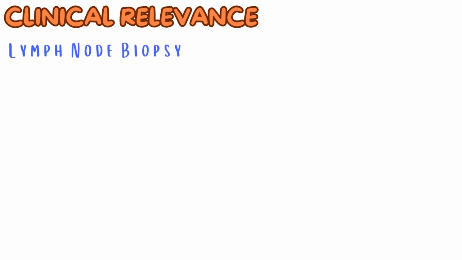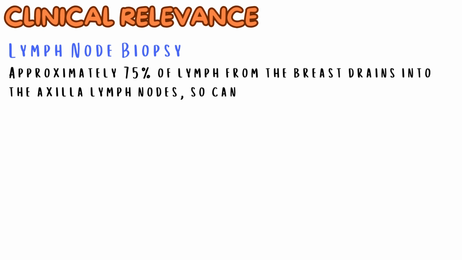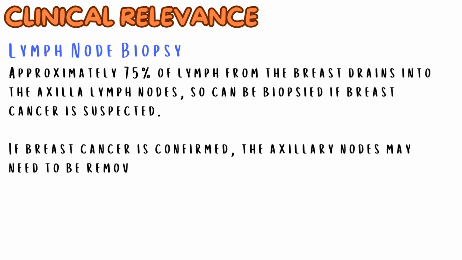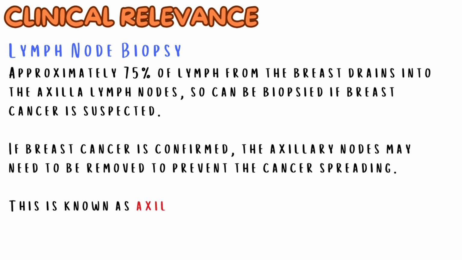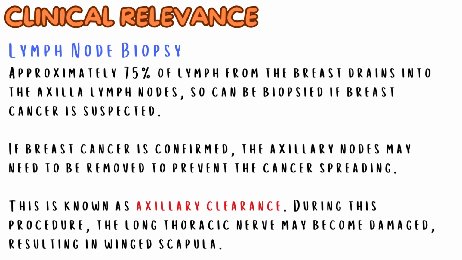So the next clinical relevance is lymph node biopsy. Approximately 75% of lymph from the breast drains into the axillary lymph nodes, so they can be biopsied if breast cancer is suspected. If breast cancer is confirmed, the axillary nodes may need to be removed to prevent the cancer spreading. This is known as axillary clearance. During this process, the long thoracic nerve may be damaged, resulting in winged scapula.